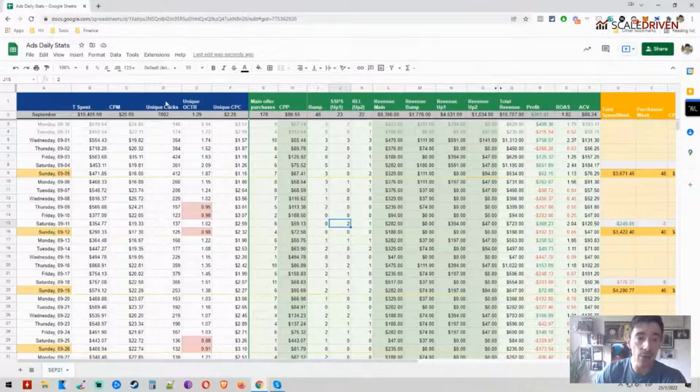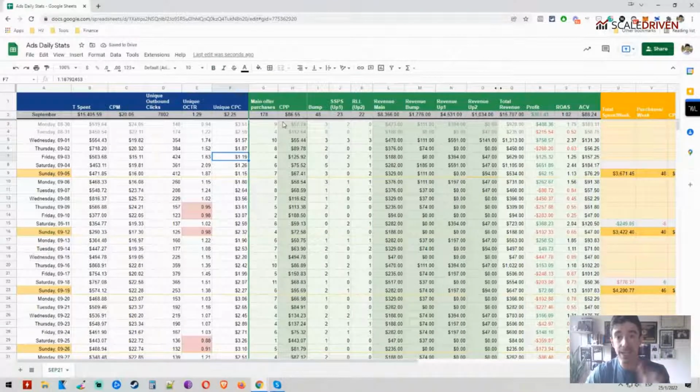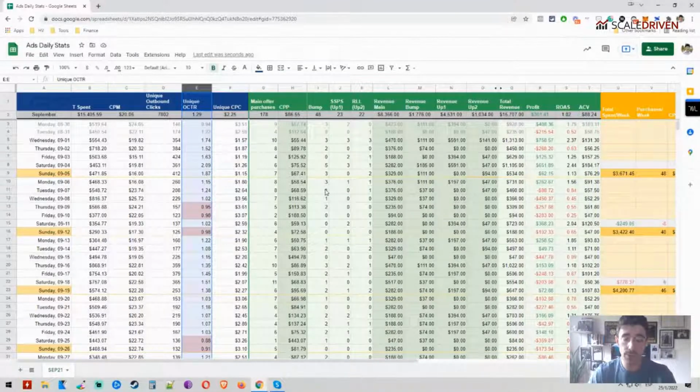All right. Now, this is unique outbound clicks. And then here is unique cost per click. So we're always talking about unique hits here. Unique outbound CTR is the number one most important metric. Now, I always like to say that anything above 1% in Facebook is good. Anything above 1% unique outbound CTR is a good metric to have.